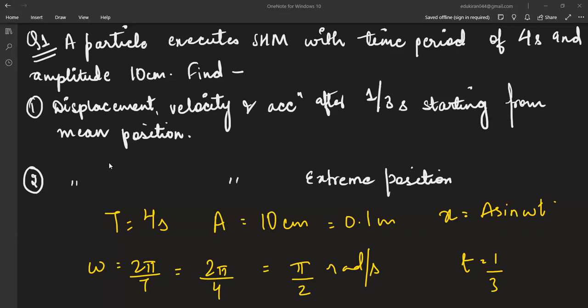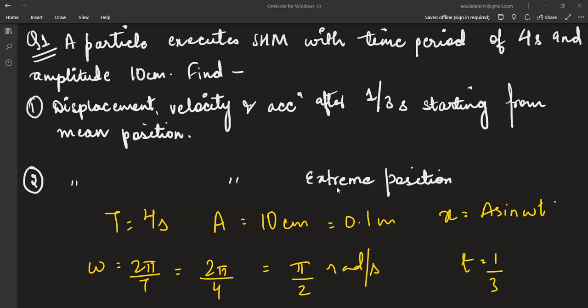Ma'am, while taking x equals a sin ωt, we don't consider the phase, a phase constant that is coming. Yes, ma'am. There is no mention of the phase constant. So even if we take it, that will be cancelled. We have to assume it to be 0. Whenever you are starting from mean position, sine will come.